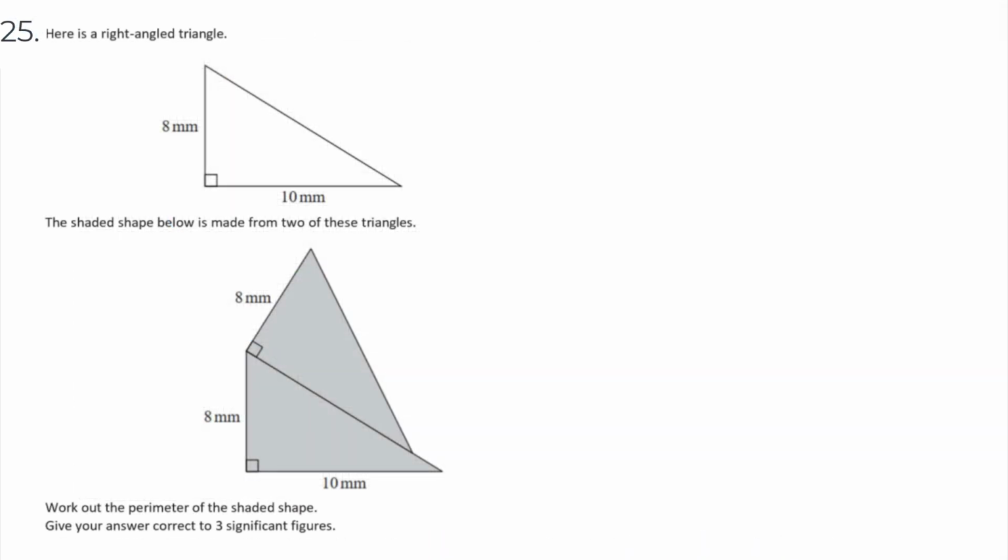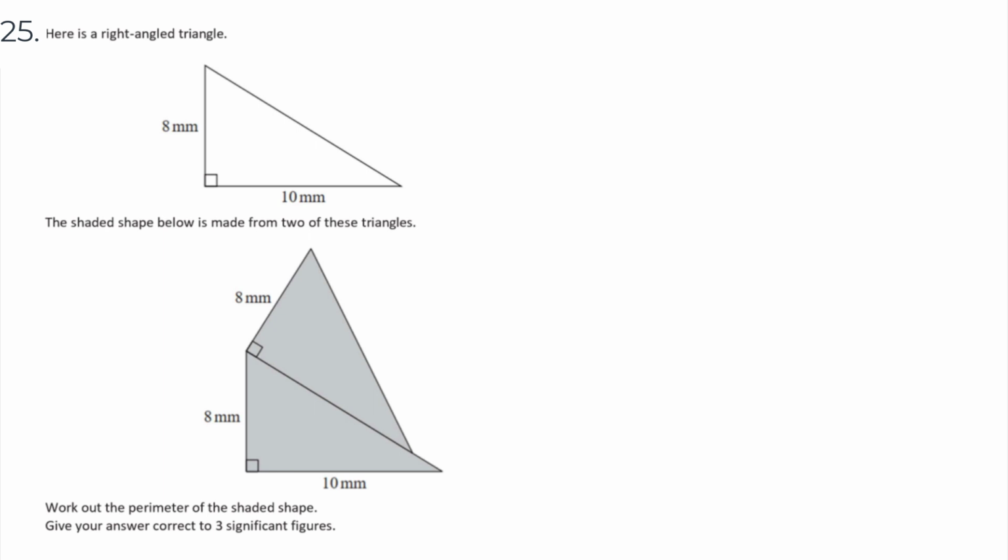Here's a right angle triangle, and it's got sides 8 and 10 millimeters on the two shorter sides. The shaded shape below is made up of two of these triangles. So it's got one sitting on top of the other. Work out the perimeter of the shaded shape. Give your answer correct to 3 significant figures. Okay.